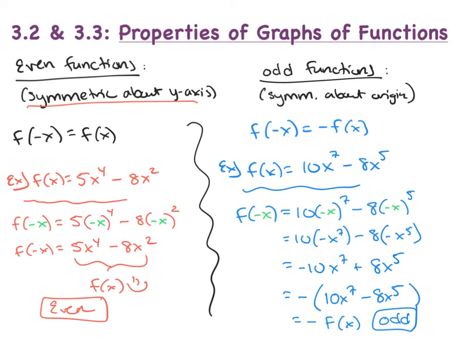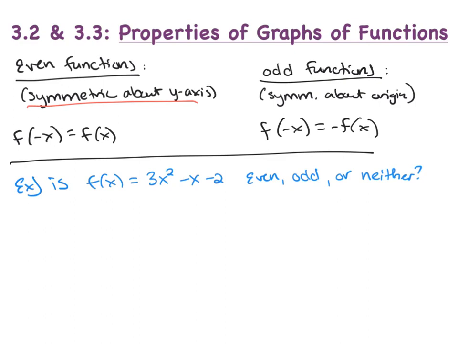Let me show you one more quick one that's neither. So for our very last example, let's check to see if f of x equals, this should look familiar, 3x squared minus x minus 2 is even, odd, or neither. So notice the way you check for even and odd is the same. We're going to plug in negative x instead of x. Everywhere I see an x, I'm going to put parentheses. So 3 parentheses squared minus parentheses minus 2. And then I'm going to put that negative x into those parentheses.